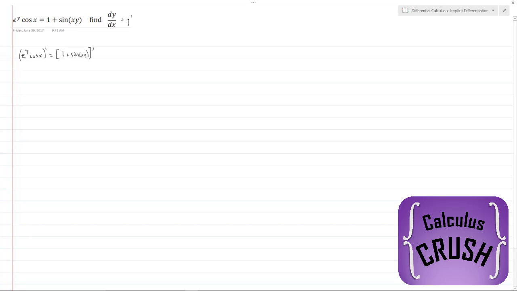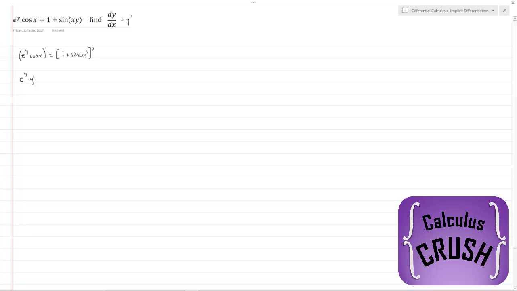So first off, we've got e to the y times cos x. We need to take the derivative of this. That is the product rule. The product rule is the derivative of the first, which is e to the y. So the derivative of e to the y is e to the y times y prime. We've got that times y prime because we're doing d by dx.